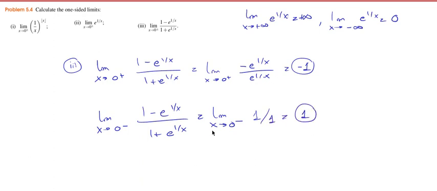So again, two different limits, because these functions are not continuous at 0. Well, they are not even defined at 0, but they're not continuous at 0. And that concludes all the problems from Unit 5.